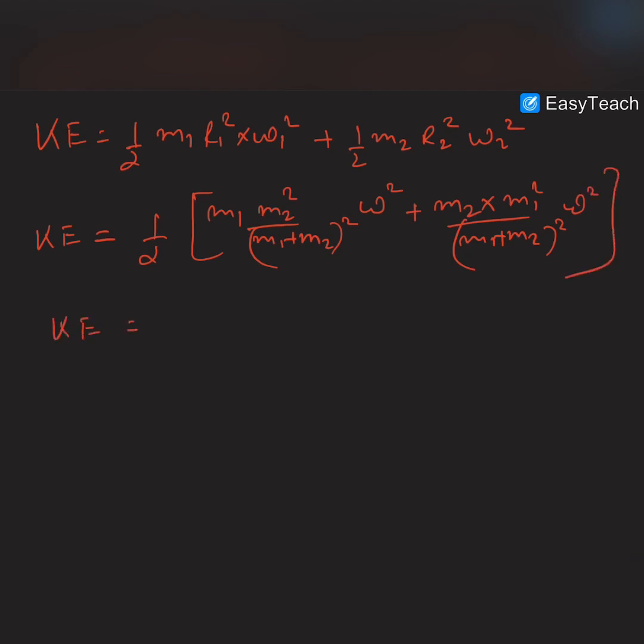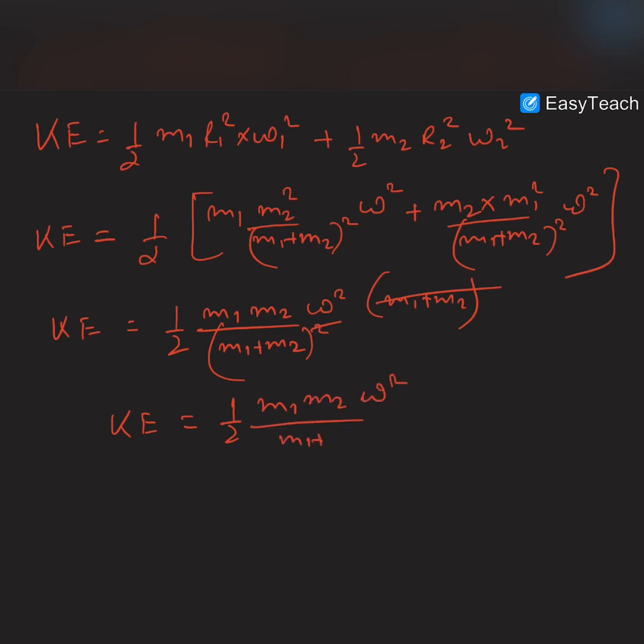So kinetic energy will be equal to half m1 m2 upon (m1 plus m2) whole square, omega square into (m1 plus m2), and cancelling out this m1 plus m2, kinetic energy will be equal to half m1 m2 omega square by (m1 plus m2). This term is called the reduced mass. It is called the reduced mass because this mass would be less than the greater mass of m1 and m2. That is why it is called the reduced mass, and it is denoted by mu. So kinetic energy will be half of mu into omega square.